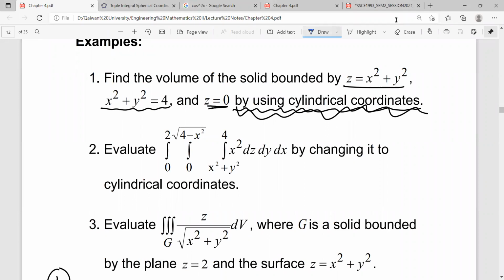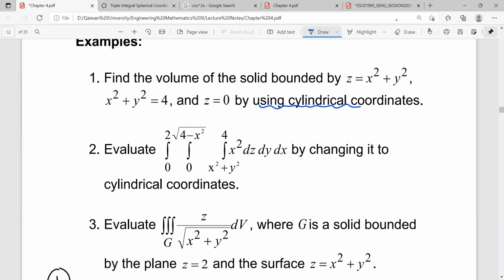In the previous lecture, we talked about this example, which is applying cylindrical coordinates in solving triple integrals. Here, we use cylindrical coordinates for finding the volume, which is bounded by this function and this one, and also z equals 0. We solved that example in the previous lecture.